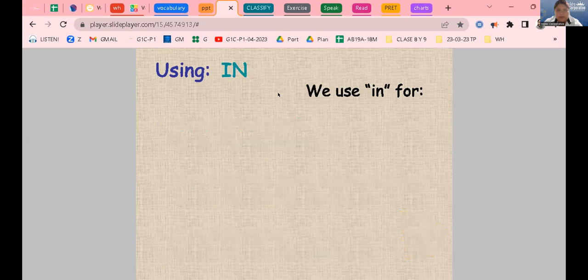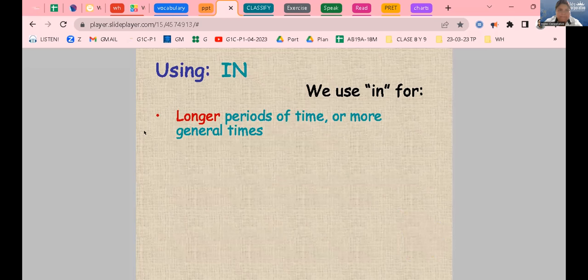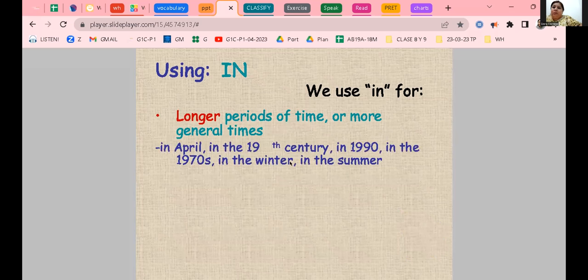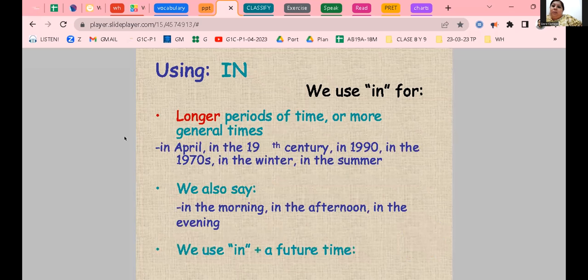And let's see, we use in for, Dora, help us. Using in. We use in for longer periods of time or more general times. In April, in the 19th century, in 1970s, in the 70s, in the winter, in the summer. Okay. ¿Cuáles eran otros usos?